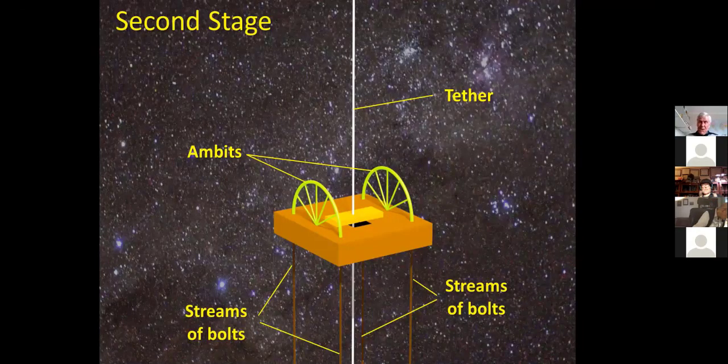And so then there's another ambit at the second stage at 6,000 kilometers from Earth. And that is where the streams of bolts arrive in order to go through the ambit. They left the Earth at about 7.7 kilometers per second, and they arrive here at about 1.8 kilometers per second.